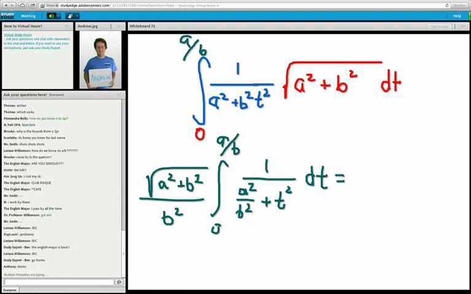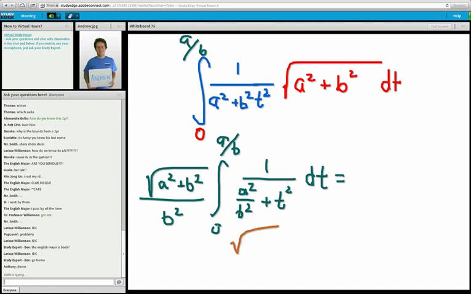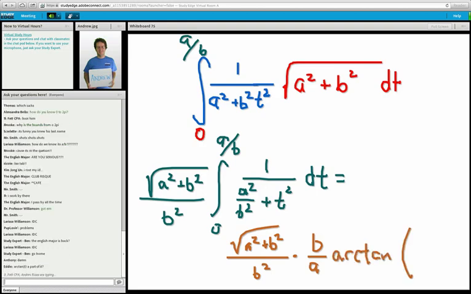The integral of this guy, I probably should move on. This is an arctangent integral. Thomas said something to that effect. So the integral of this guy, not counting the square root of a squared plus b squared over b squared, when I integrate 1 over a squared over b squared plus t squared, I get b over a arctan of bt over a.